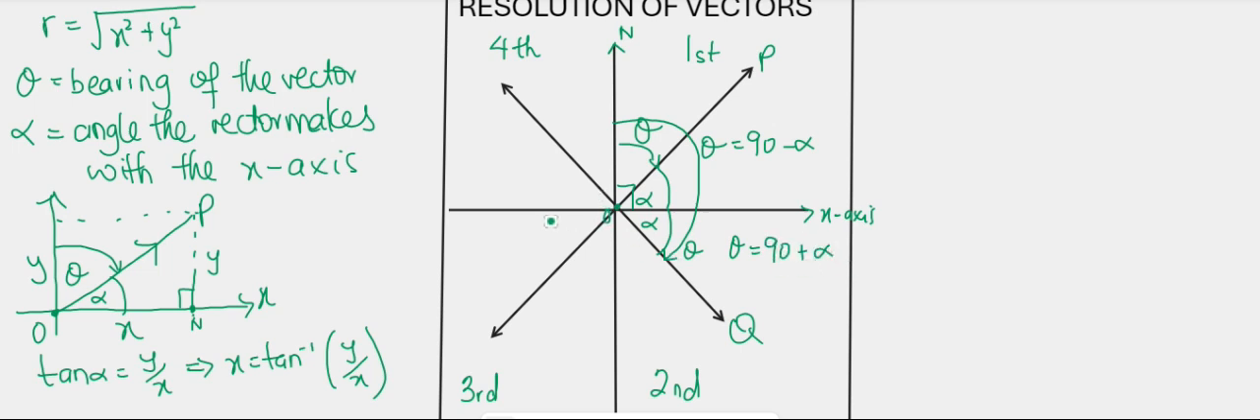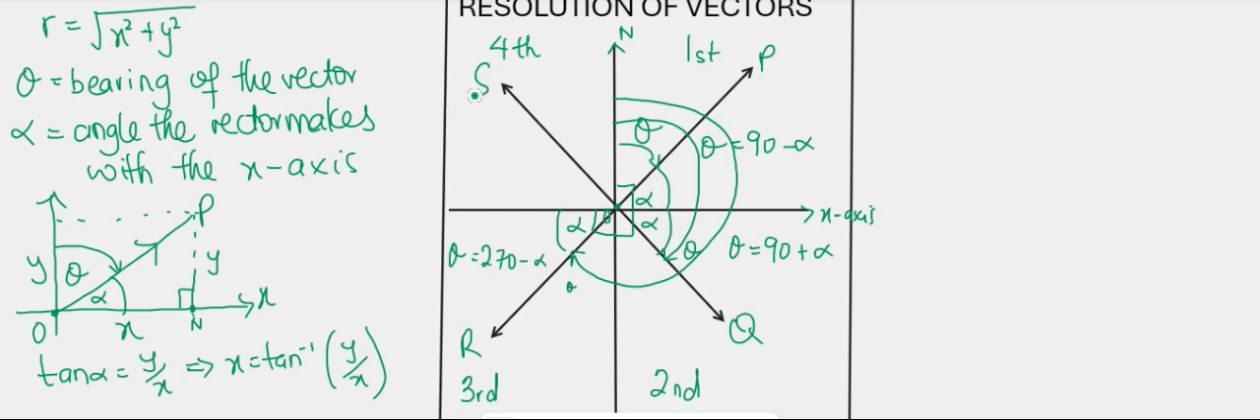For the third quadrant, again, this is our vector OR, and it will make an angle of alpha with the x-axis. This is the extension of the x-axis. And our bearing from the north all the way to the vector R, that is our theta. So how do we get theta? This is 90, 180, and all this is what? 270. So if we take away alpha from 270, we are going to get theta. 270 minus alpha will give us theta.